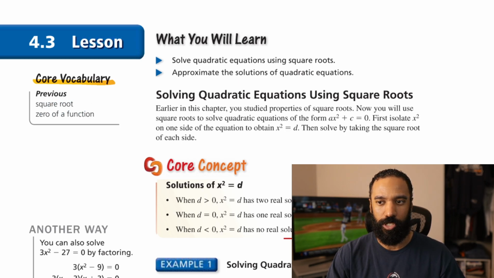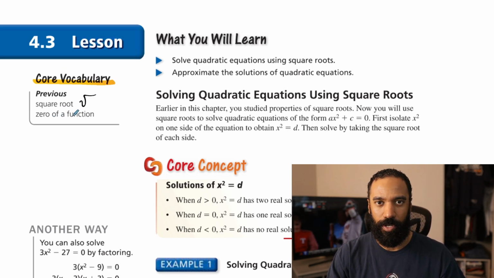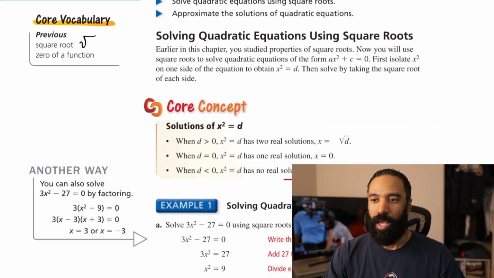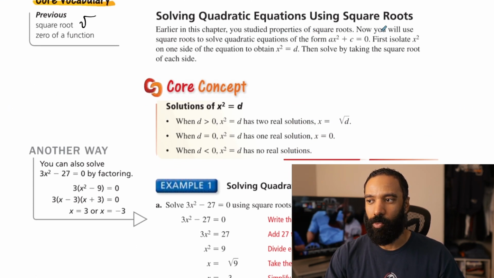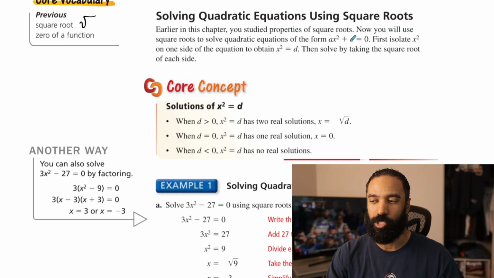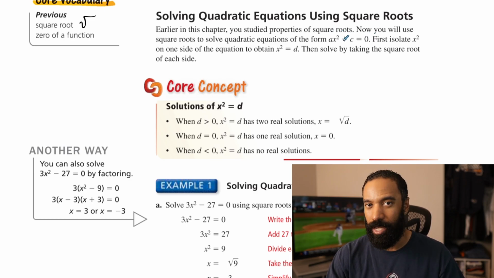The square root is, of course, just using the symbol involved right there. And then zero of a function is when you set y equal to 0 to solve for x. Okay, early in the chapter you studied properties of square roots. Now you'll use square roots to solve quadratic equations of the form ax squared plus c equals 0. If you notice, there is no bx term. There is no linear term.